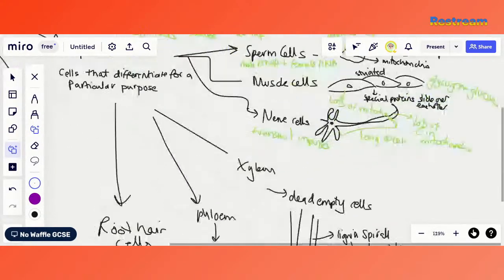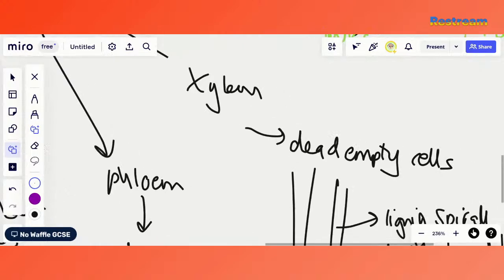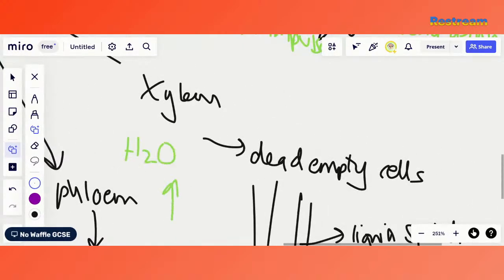Now we're going to look at the plant cell special cells. So we can begin with xylem cells. Xylem cells are specialized to transport water up the transpiration stream.